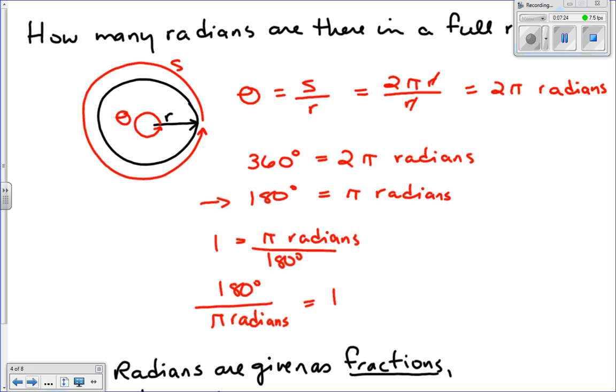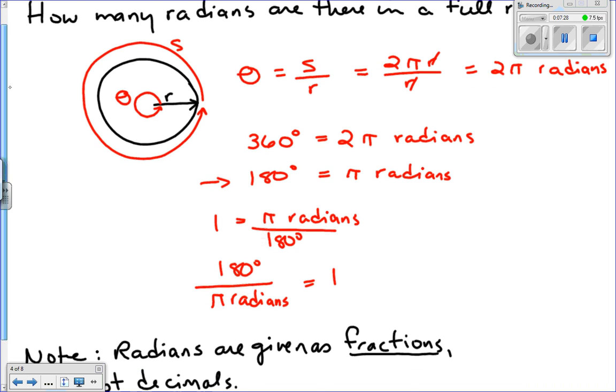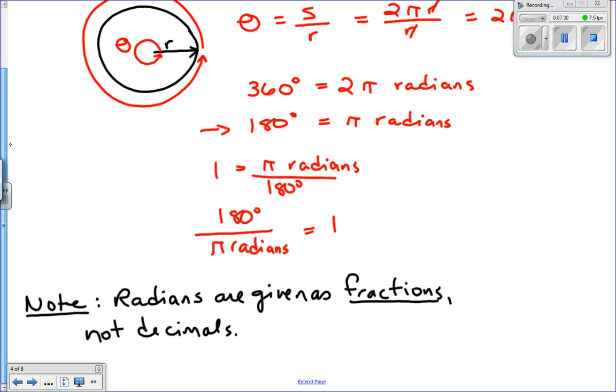Notice that from the examples that we did earlier, when we started talking about radians, we gave those answers as fractions and not decimals, and that is the standard. When we're talking radians, we never use decimals, we always use fractions and give exact values.